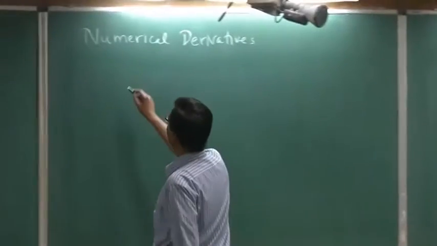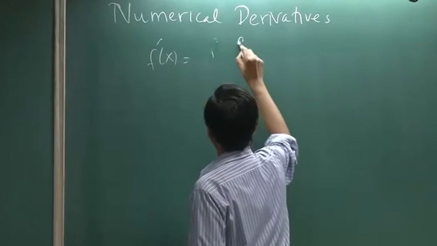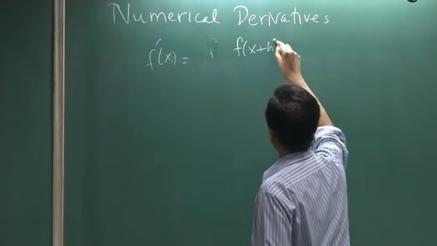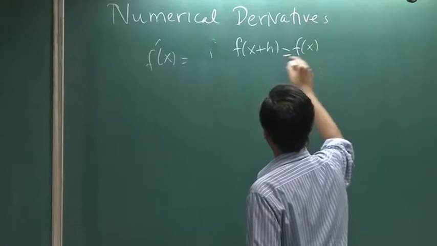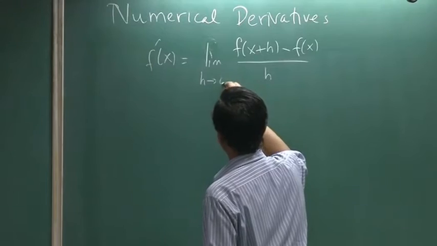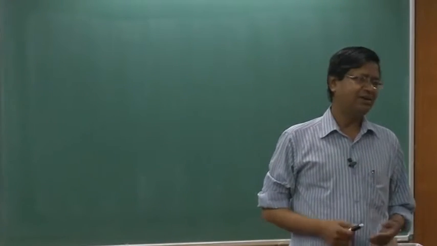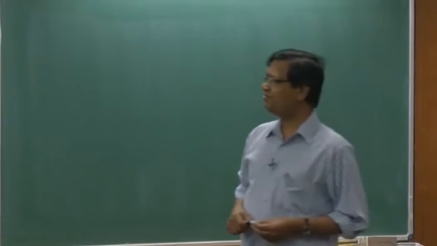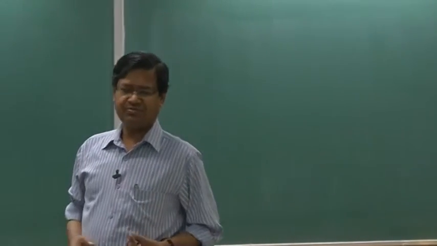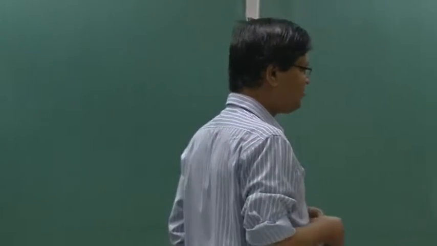The definition is f prime of x is f(x plus h) minus f(x), divided by h. But in reality, in a computer we can't make h 0, h tending to 0. h will be small, but you have to choose a finite h, and that is where all this confusion, well, not confusion, approximations come.